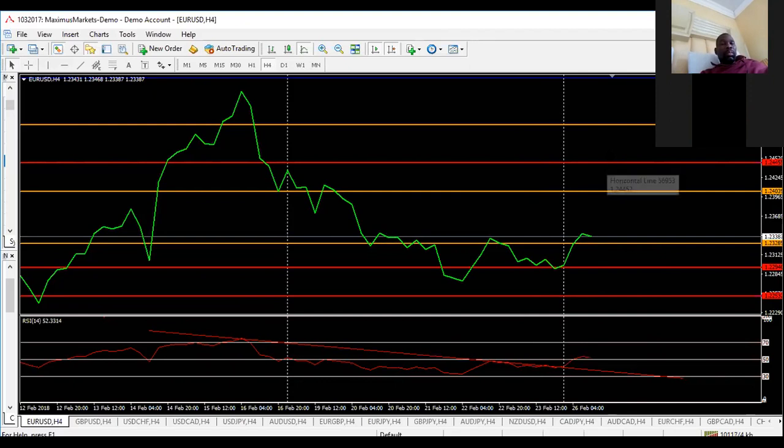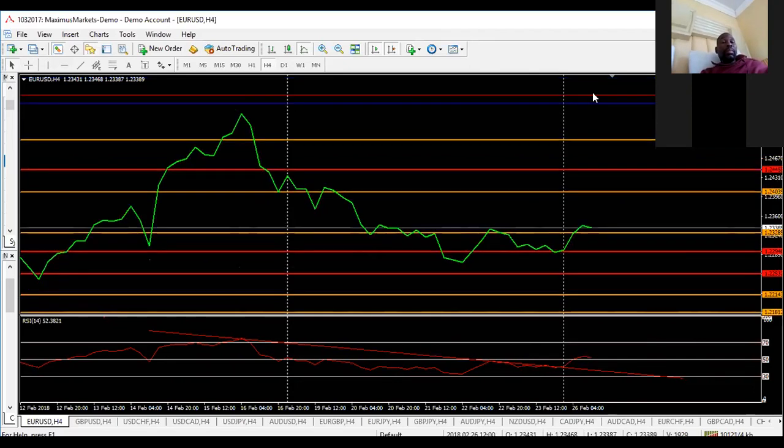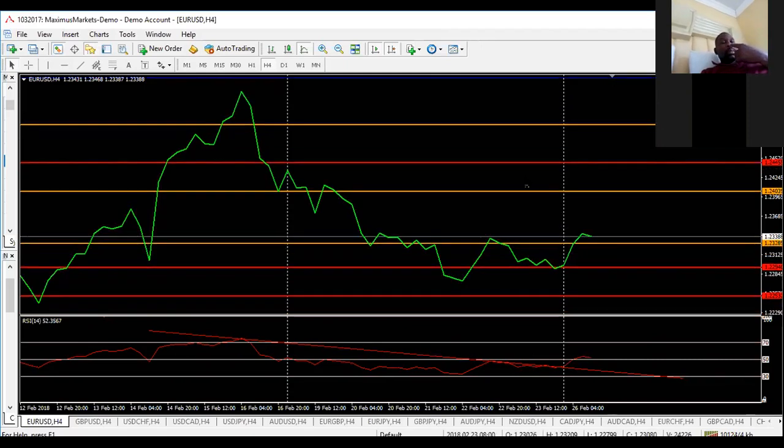And this point is stronger than this point. So if it breaks this point, it's surely going to locate this point. And if it breaks that point, it's surely going to locate this point. So these are some things someone sees when you are trading.